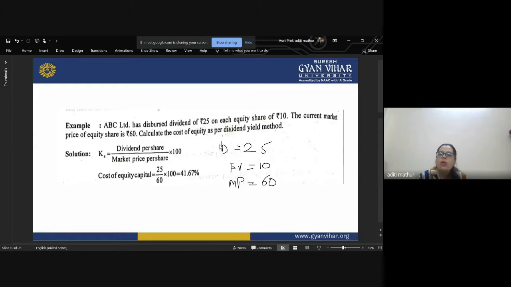First of all, always mention what is given to you in the question, like capital D, FV and MP. Then the second step is to write the formula, that is KE is equal to dividend per share divided by market price per share into 100. That is equal to 25 divided by 60 into 100, which will give you 41.67 percent. Everything is given to you in the question. You just need to understand which value is equal to what, and then implement it into the formula and solve for your answer.